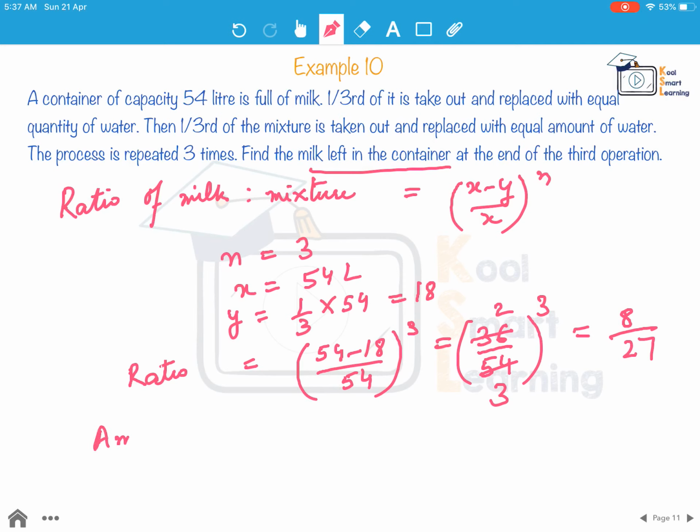So the amount of milk in the final mixture is 8 by 27 into the total mixture, which was 54 liters. So this is 16 liters. So the resulting mixture now has only 16 liters of milk after repeating this process 3 times.